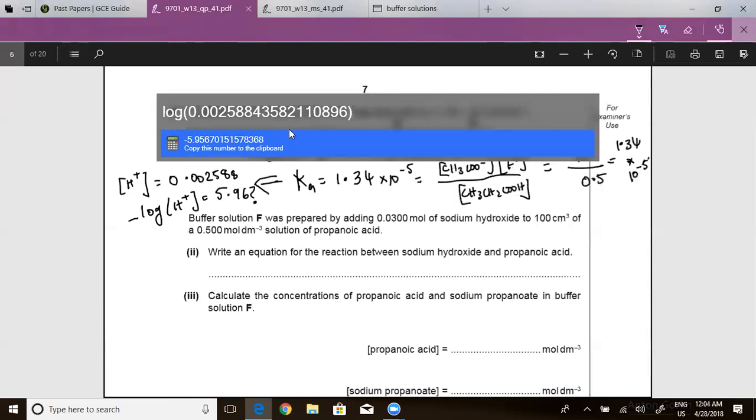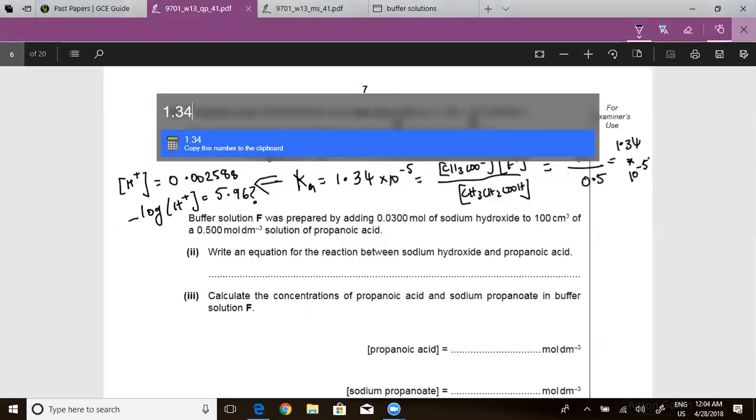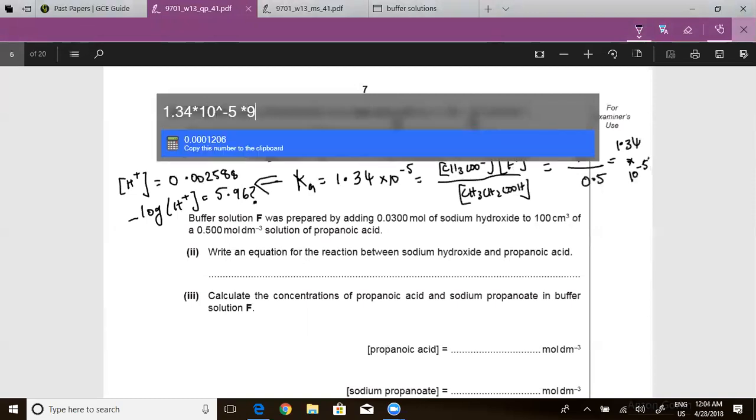Let me do this again. Maybe I put something wrong. 1.34 times 10 to the minus 5 multiplied by 0.5, and you do the square root. The pH is coming as 2.6. I don't know, maybe I'm doing something wrong. Maybe the syntax is having an issue. Now it's coming right.